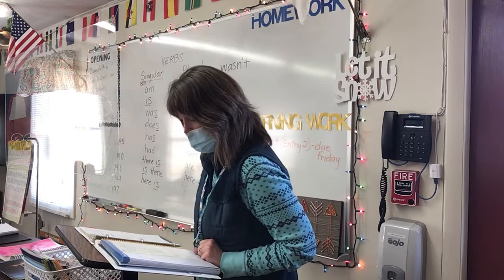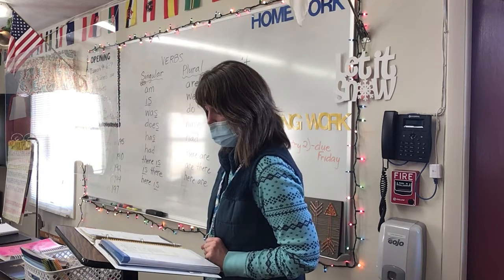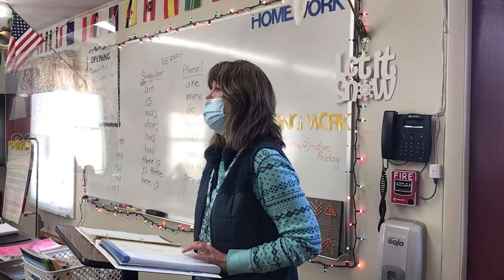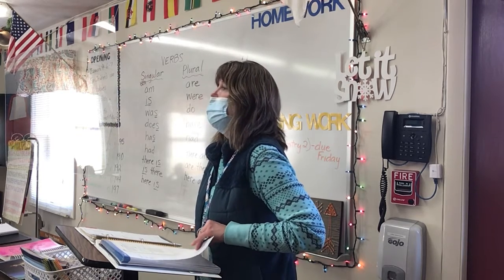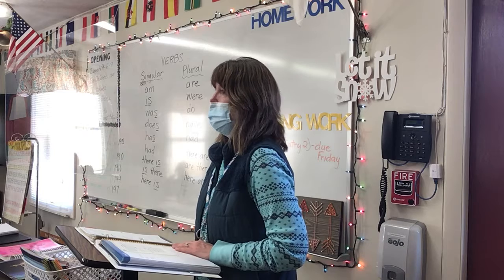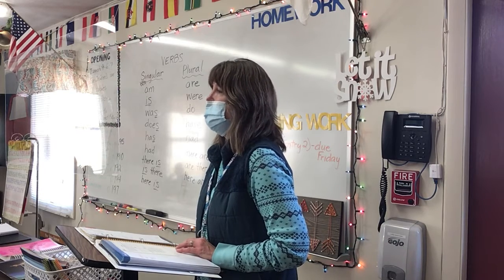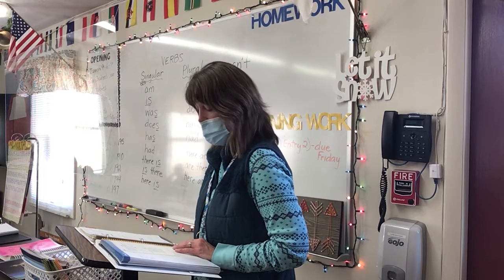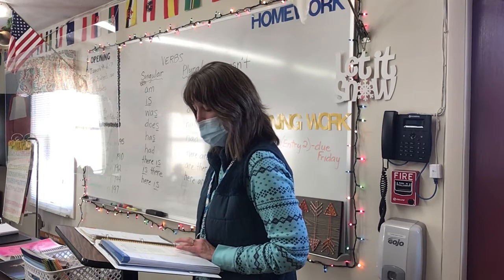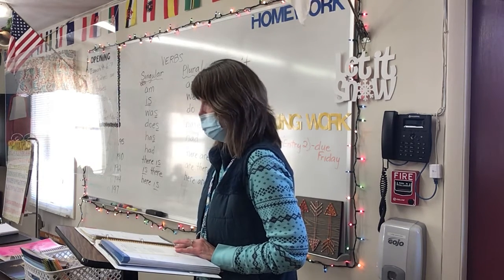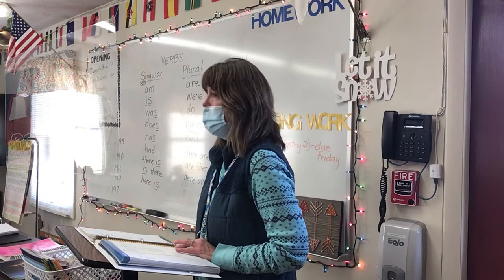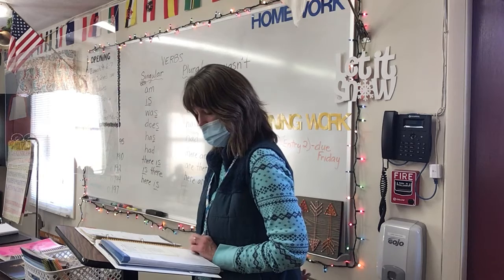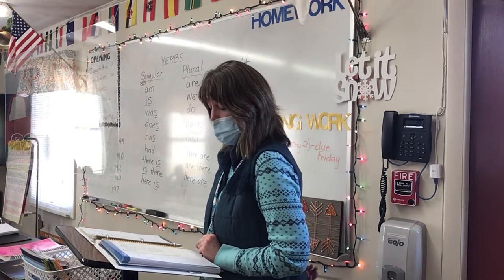Okay, lesson 78. Write the contraction for each pair of words. Number 1, she is, what's the contraction? She's. Spell it. S-H-E-apostrophe-S. Number 2, you are. You're. Spell. Y-O-U-apostrophe-R-E. Good.